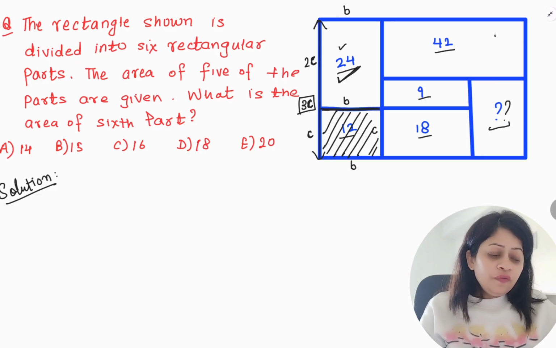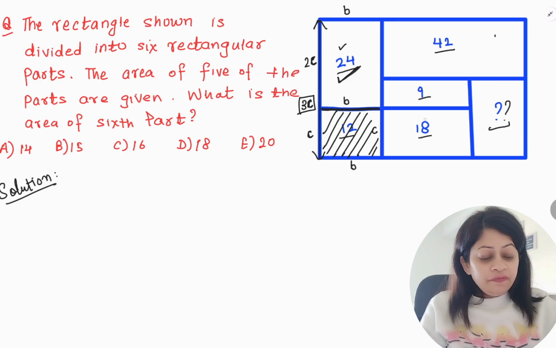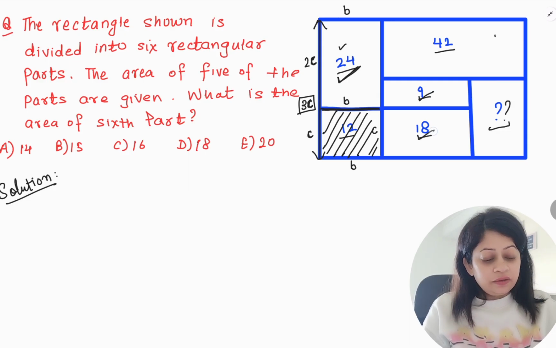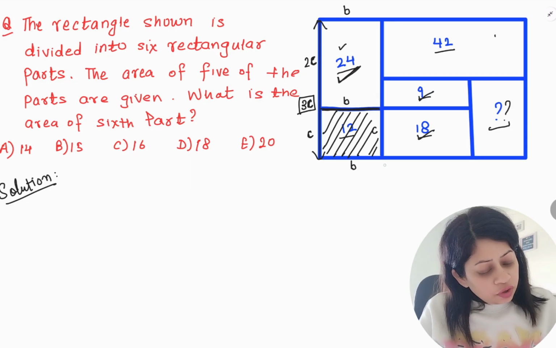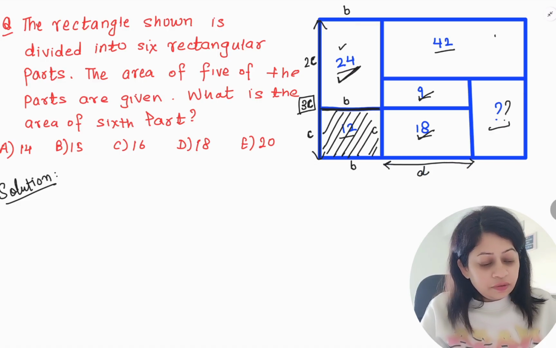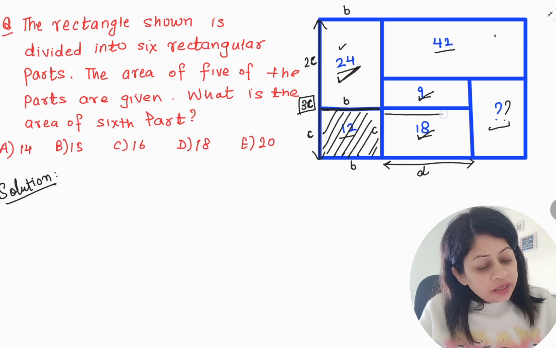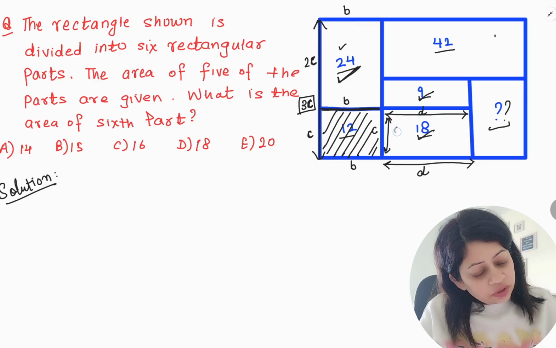What do we have here now? If we look at these two rectangles, this one and this one, I do not know what this side is. Suppose I say this is D, and this will also be D then, right? Because opposite sides are equal. And I know that this is C, so this is also C, right?